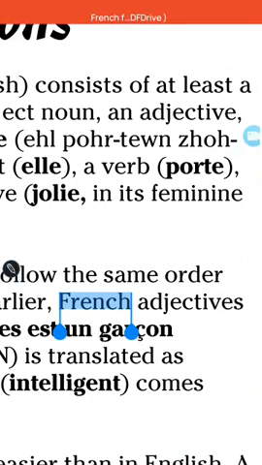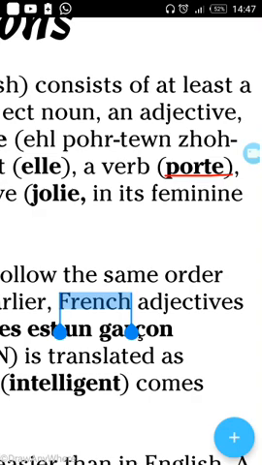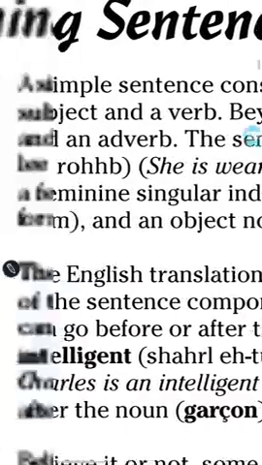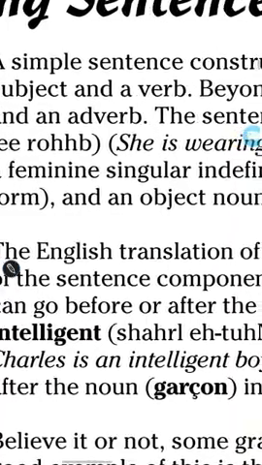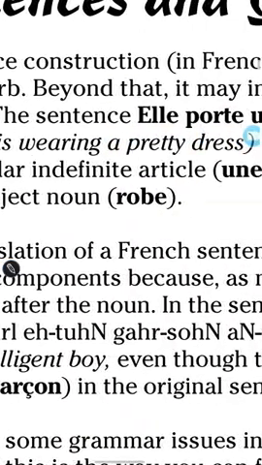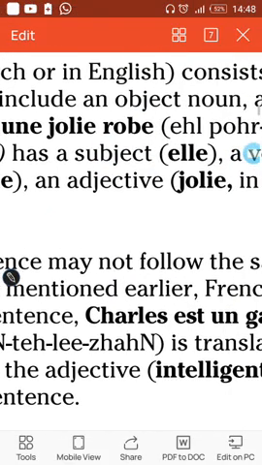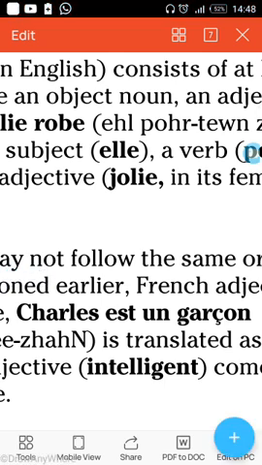And an adjective in this sentence is jolie. Jolie is a feminine adjective. It is in feminine form. And the object of this sentence is robe. So the English translation of a French sentence may not follow the same order of the sentence.